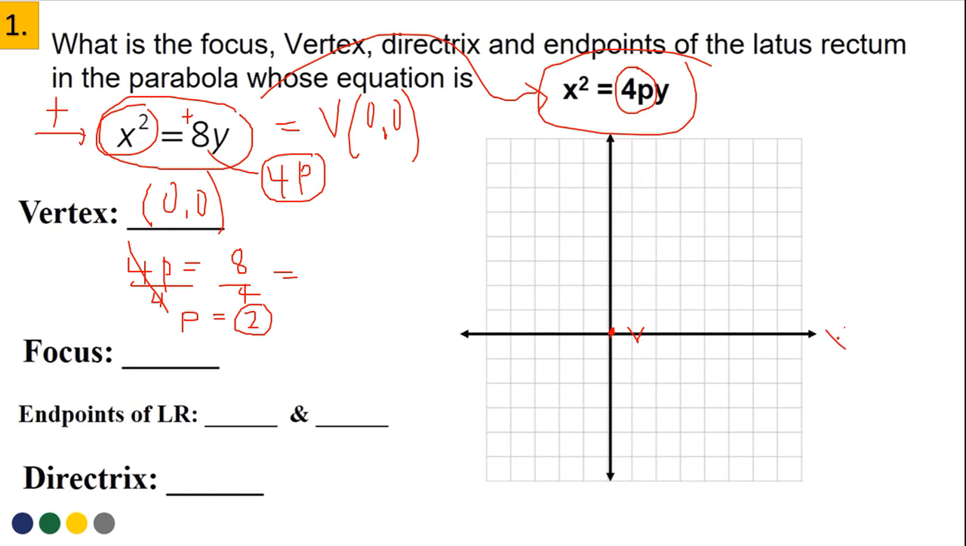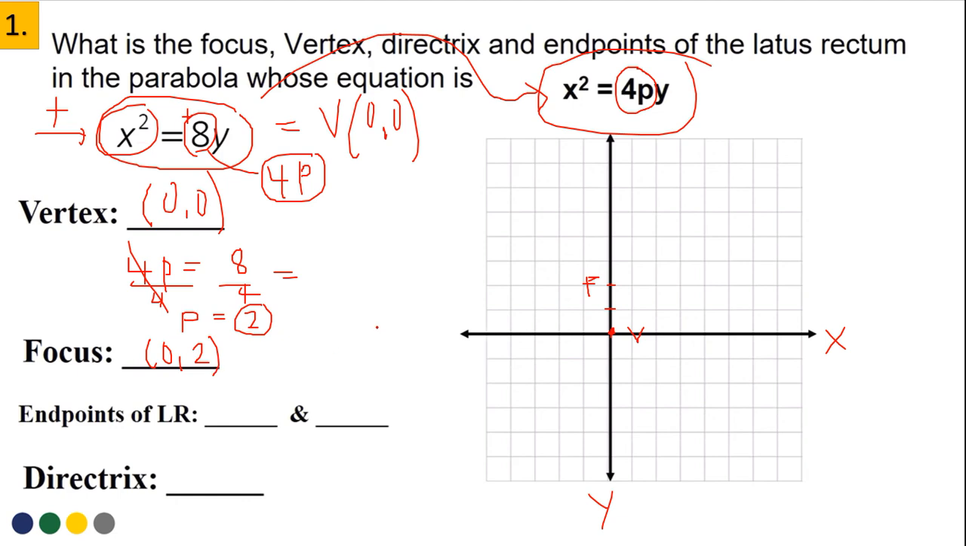This is our x, this is our y, right? So for our focus, we count two: 1, 2. Our focus is here, because we got 2 for p. To identify the focus, we must get the 4p, the value of p. Okay? That is the process. The 8 is the 4p. 4p is equal to 8. Then divide by 4 to get the single-digit p. So, 2 is our answer. Our focus here is (0, 2). Why is it (0, 2), sir?